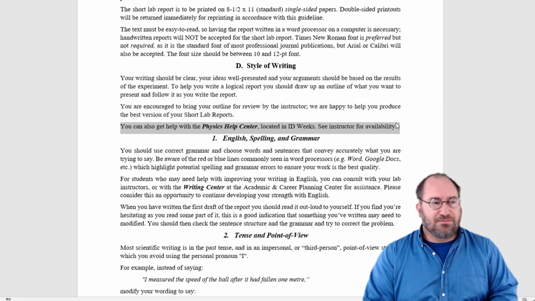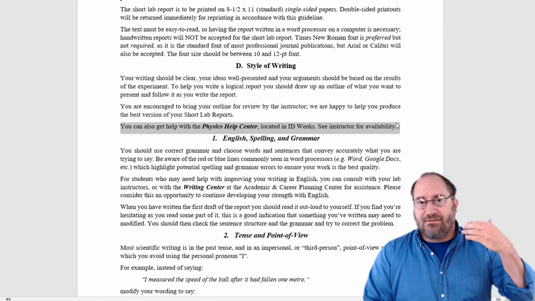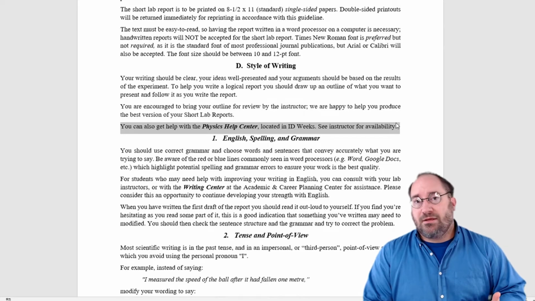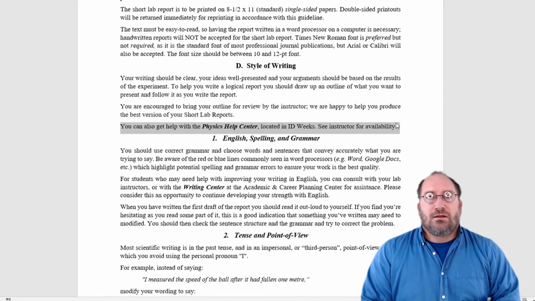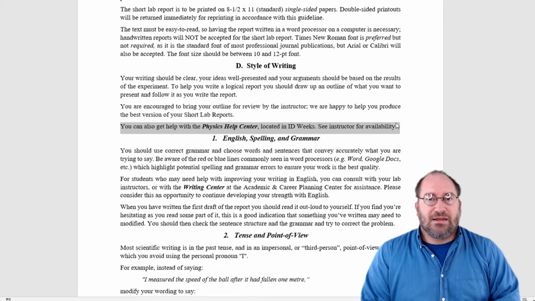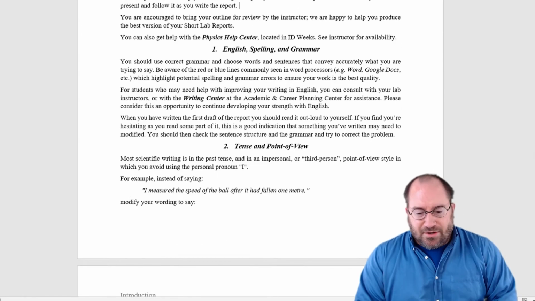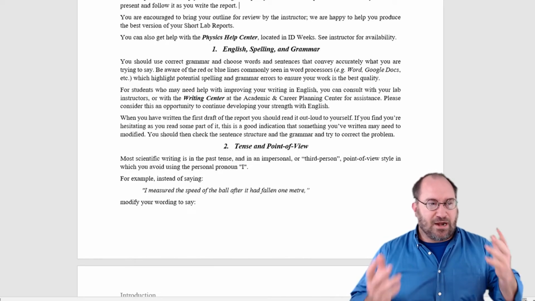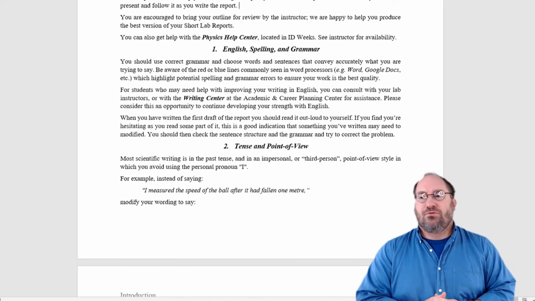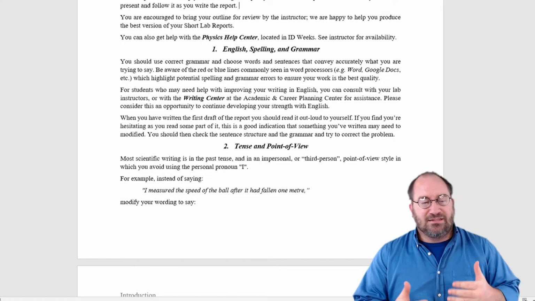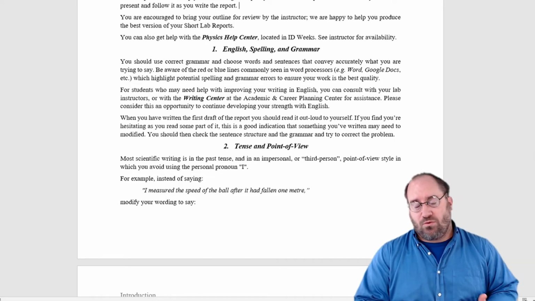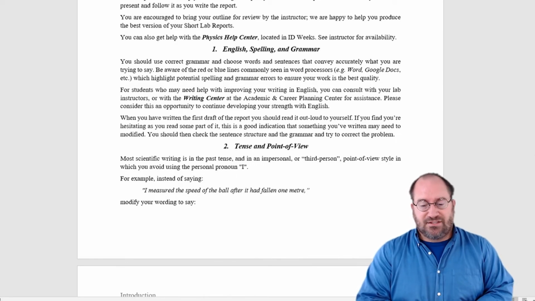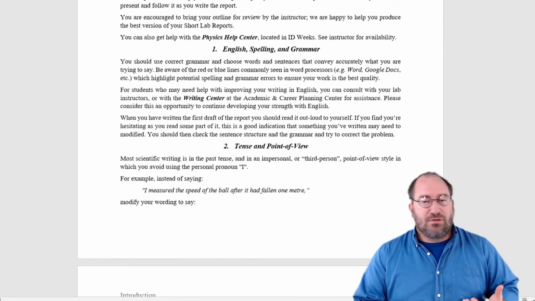Also, we have the Physics Help Center, where we have physics graduate students over in ID Weeks in the library, ready to assist you with your lab reports, in addition to any work that you may need assistance with on your homework. There is a writing center also that's available for you if you want to get any practice. If you're an international student and you're trying to improve your English speaking, writing these labs can help you a great deal towards that. So take advantage of the writing center and the academic and career planning center to help support that.